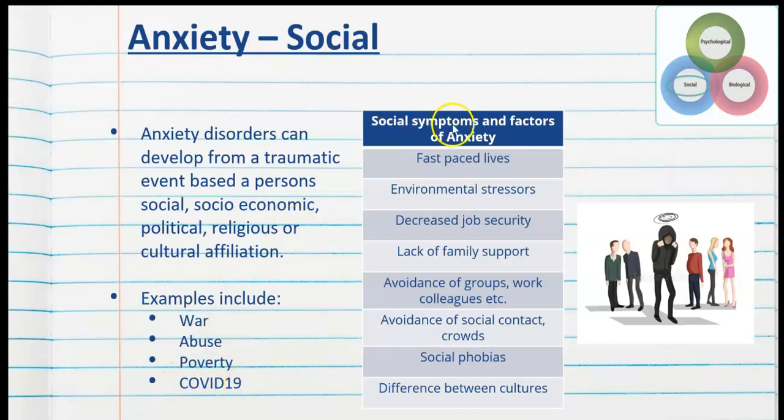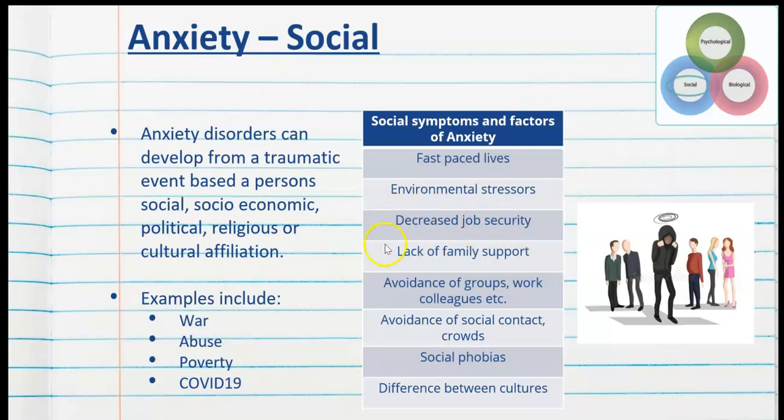So some other social symptoms or factors of anxiety include fast-paced lives. So we weren't really designed as human beings to live in the world that we live in now, and that can cause a huge amount of anxiety as a result and a lot of pressure. Environmental stressors, as I said before, so having a conflict in the home or conflict with relationships can contribute to anxiety.